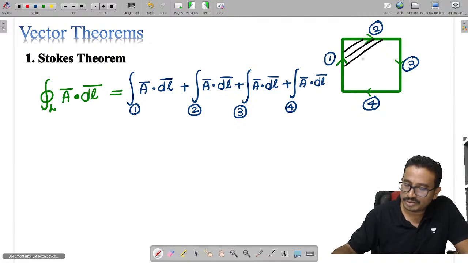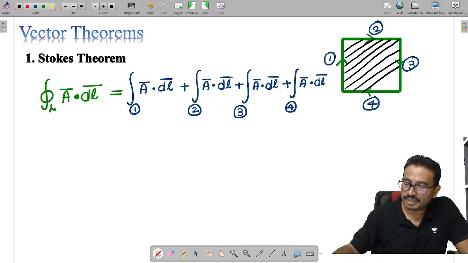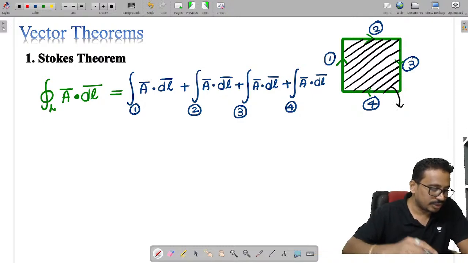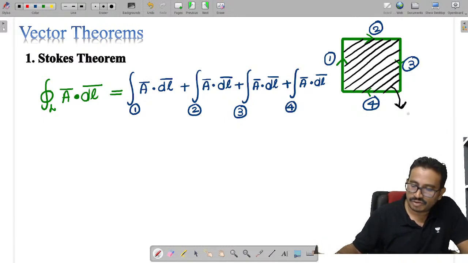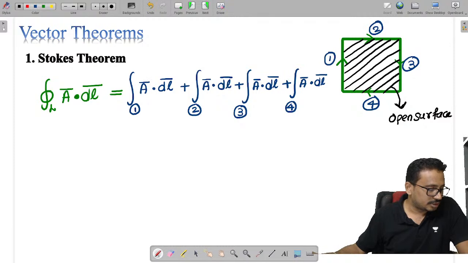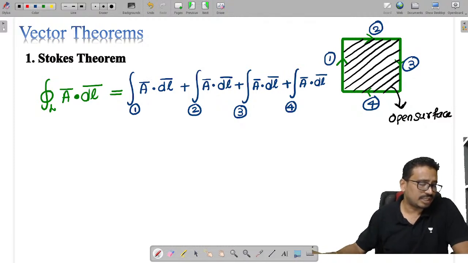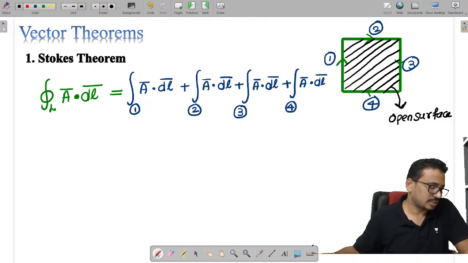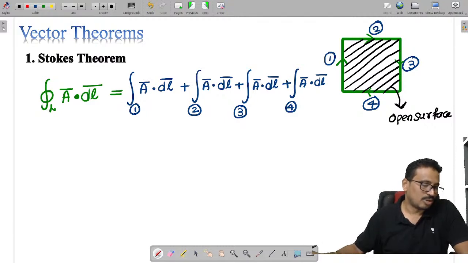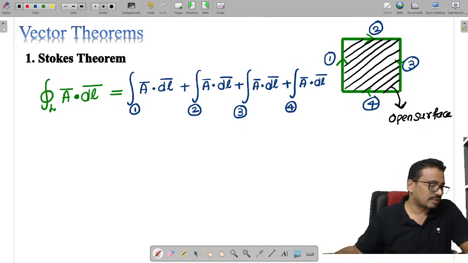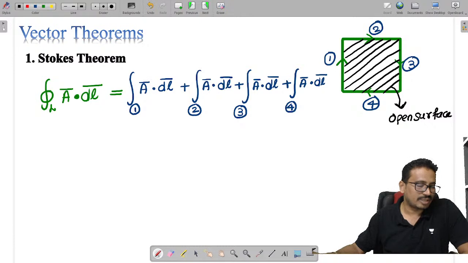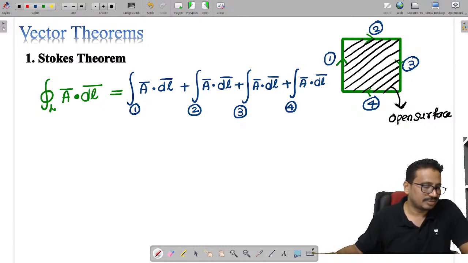So this is my closed path. If you observe carefully, this closed path forms what? An open surface. The direction of the arrow, we have taken randomly, so don't be specific about the directions. Either you consider clockwise or anti-clockwise, no problem. I have taken it randomly to explain how you need to apply the Stokes theorem.